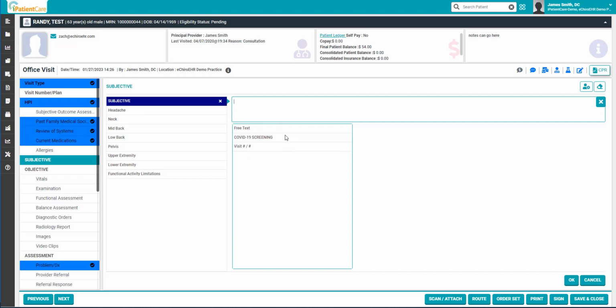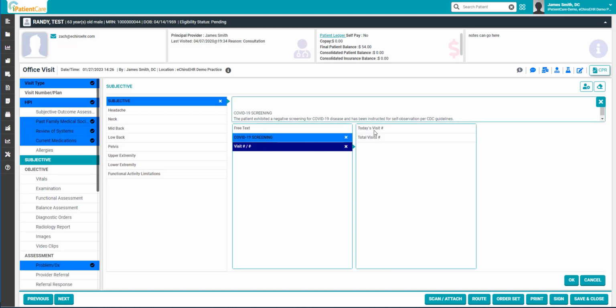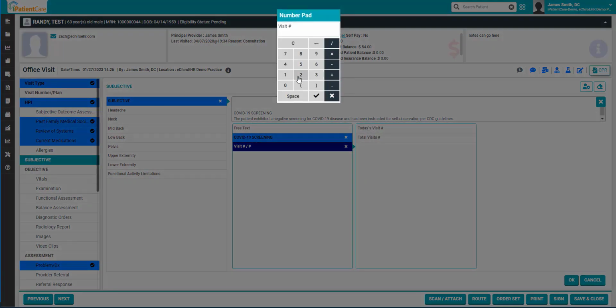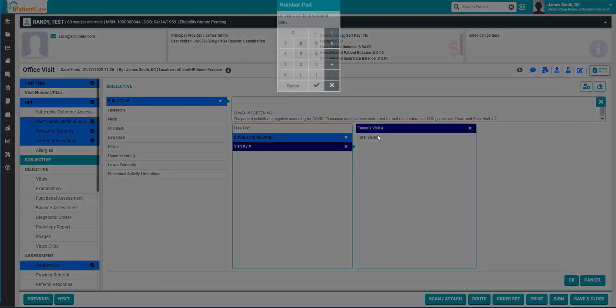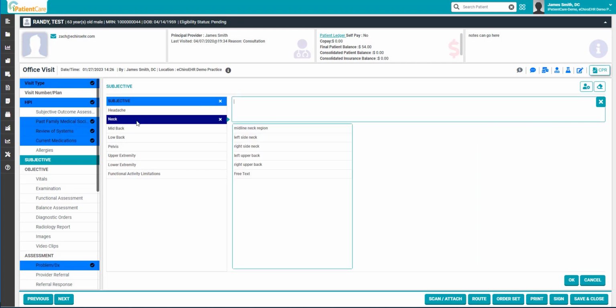Very first, right off the get-go, we have COVID screening, documenting that there was a negative screening, and then documenting what visit this is out of the total number of the treatment plan visits. Next, we'll go ahead and select our chief complaint. So let's say that patient is in with neck pain as a chief complaint.